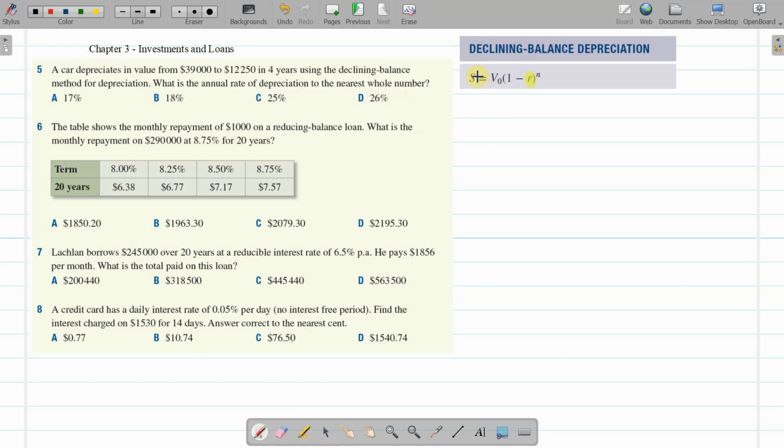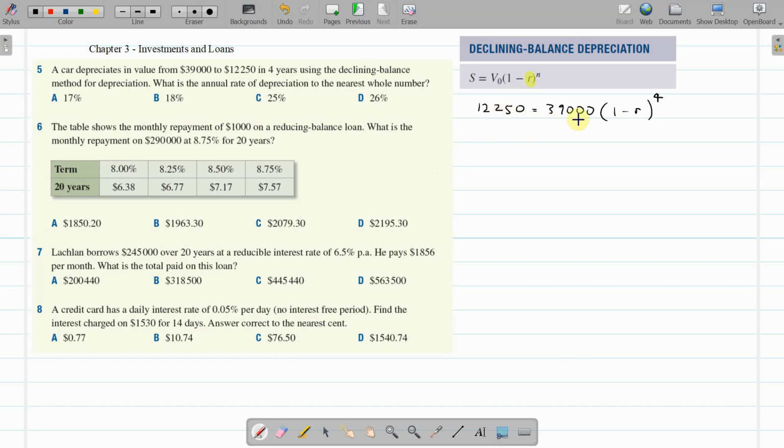S stands for salvage value, which is the value it is at the moment, which is our 12,250. So that's the value at the moment. Then V naught is the value we start with, which is 39,000. Then 1 minus R, which we're looking for. And N is the number of time periods, and in this case it's 4 for 4 years. So we have to do a bit of manipulating, algebra-wise, to get to the answer.